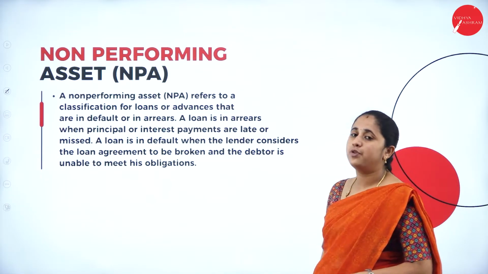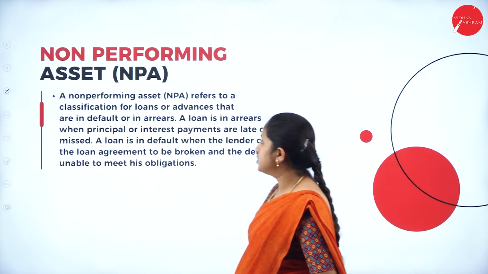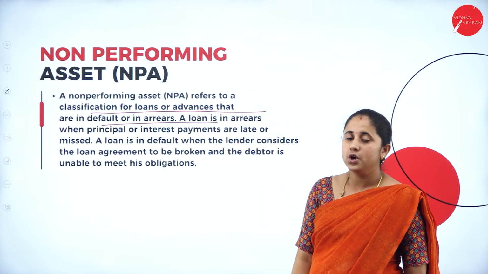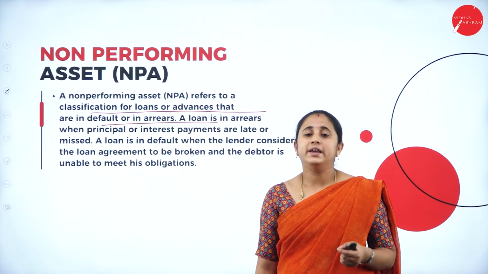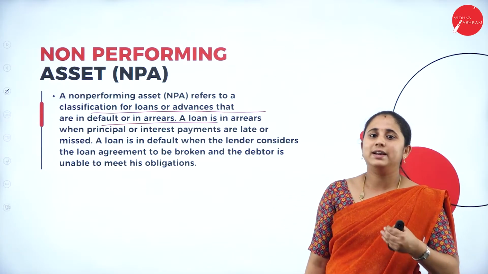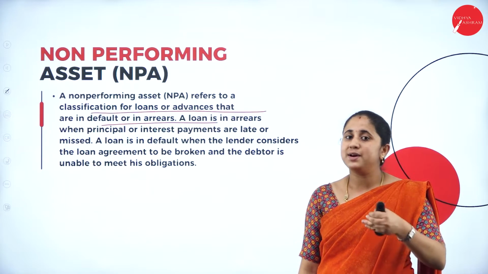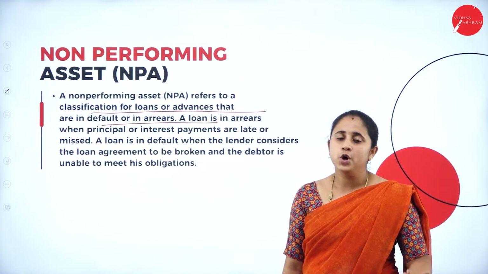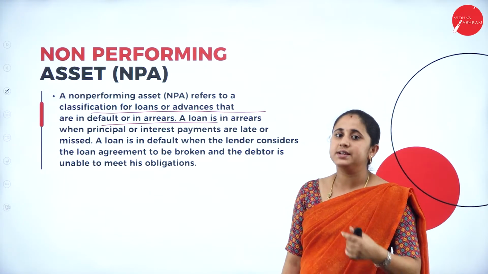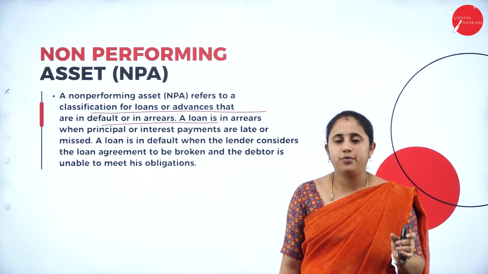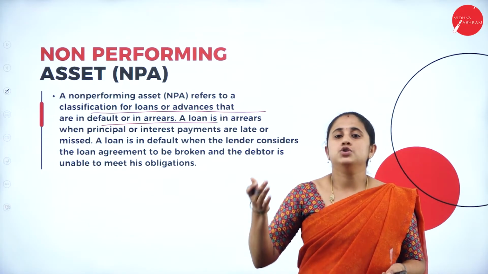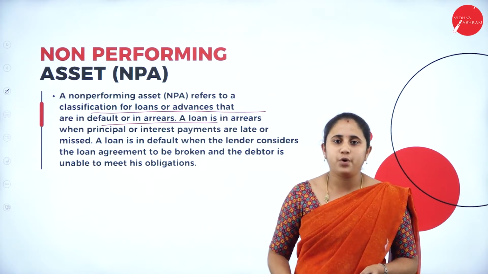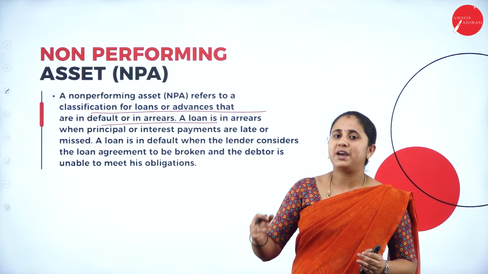Moving further, non-performing asset. Non-performing asset refers to a classification of loans or advances that are in default or in arrears. For example, a banker lends money to a customer. If the customer fails to repay the principal and interest, we consider that debt as a non-performing asset. The debtor is an asset, so we consider the default debtor as a non-performing asset. This information should be mentioned in the balance sheet.